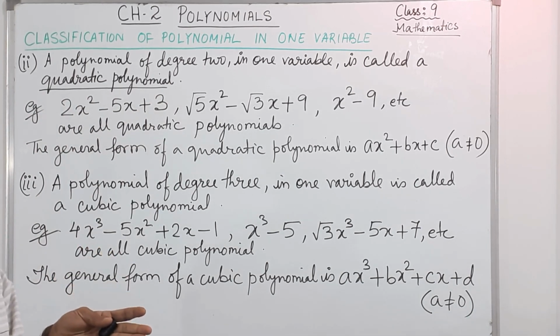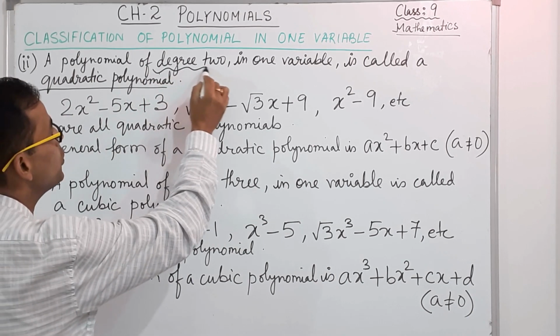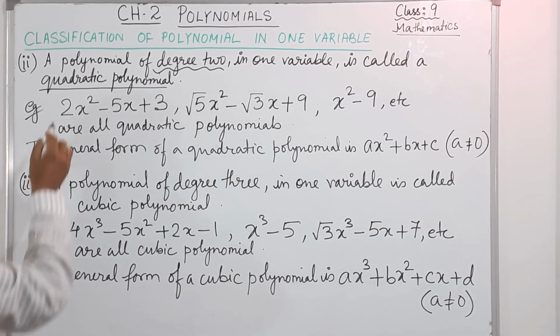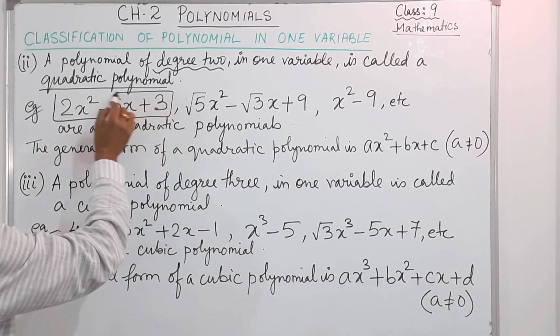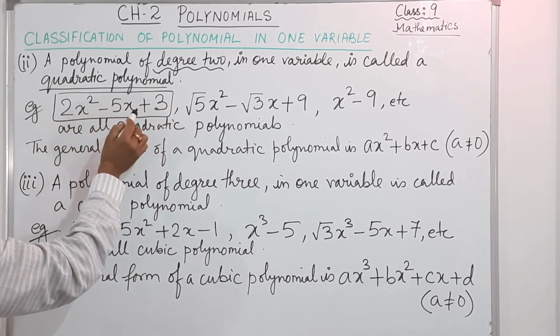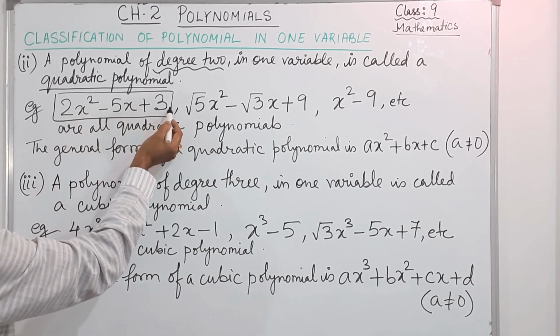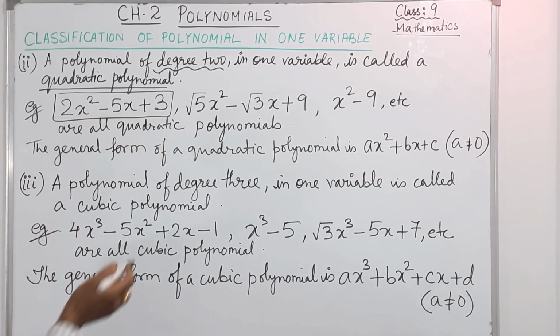First one we understood linear, now quadratic. And quadratic is telling what? Degree 2. A polynomial of degree 2. That means if the highest degree is 2, then it is called a quadratic polynomial. Many examples are there. See, this is one example. What is the example? 2x square minus 5x plus 3. Here x power is 2, here 1, here it is 0. So 2 is the highest one, so it is a quadratic polynomial.